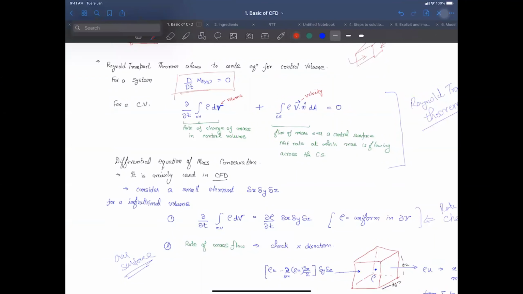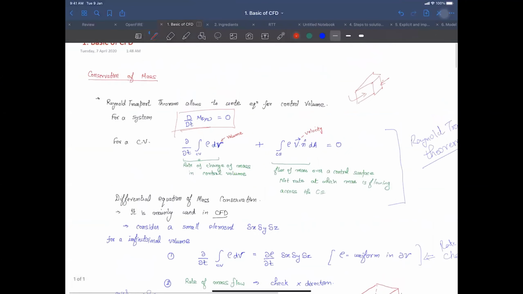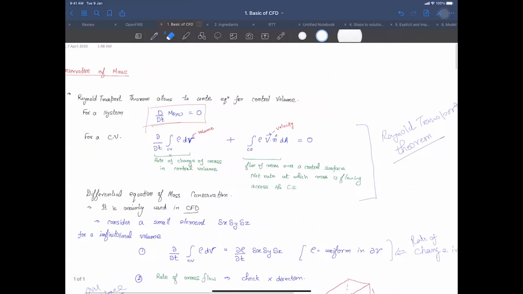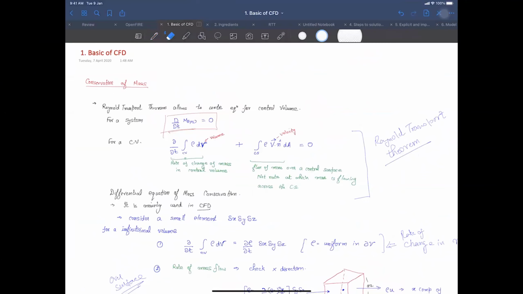In this tutorial, we will talk about the conservation of mass. As we discussed in the previous tutorial, we talked about the Reynolds transport theorem, which we will apply here. What does conservation of mass mean? It means the mass is conserved in a control volume. It will not change. Whatever mass is coming in, the same mass is going out.